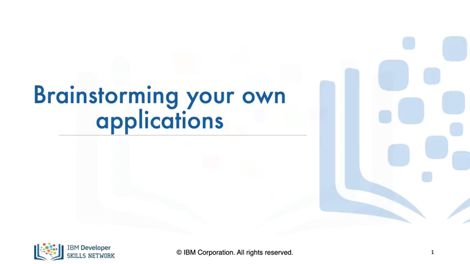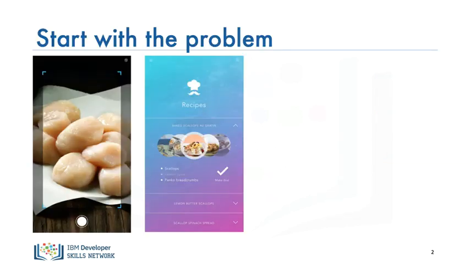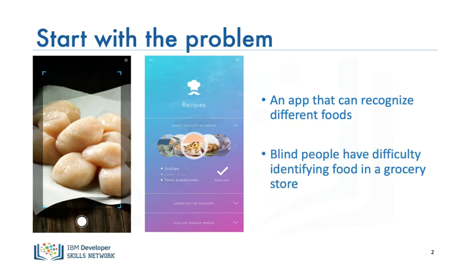So, what are some ideas that you might be able to come up with? In this course, you'll have opportunities to create your own computer vision applications, so it's good to start thinking about it now. I find it most helpful if you start not from the solution, but with an existing problem. So instead of saying something like, I want to use computer vision to recognize different foods, you should think, visually impaired people have difficulty identifying food in a grocery store. How could I use computer vision to tackle that problem?